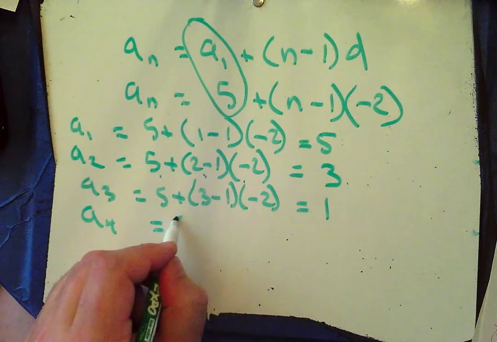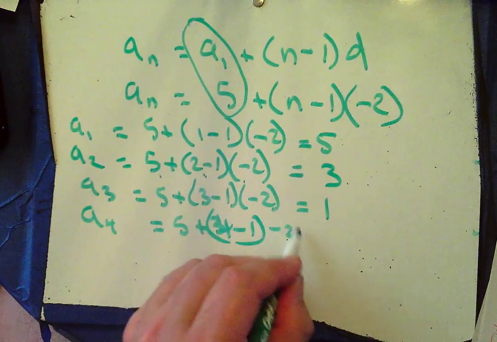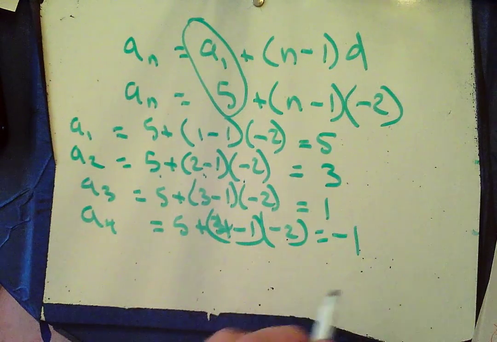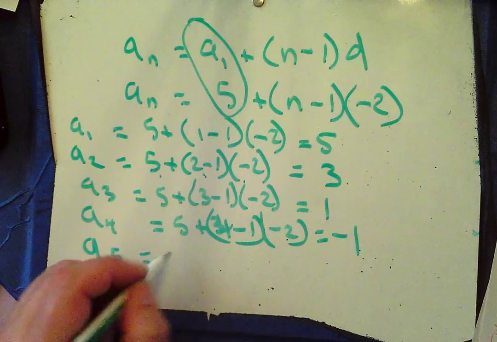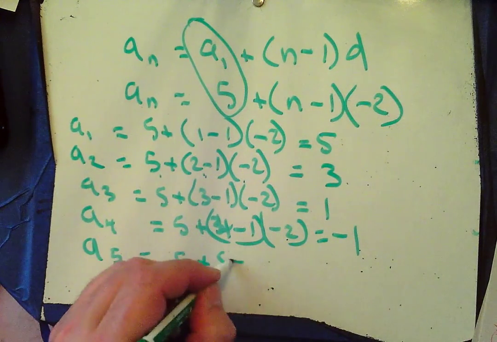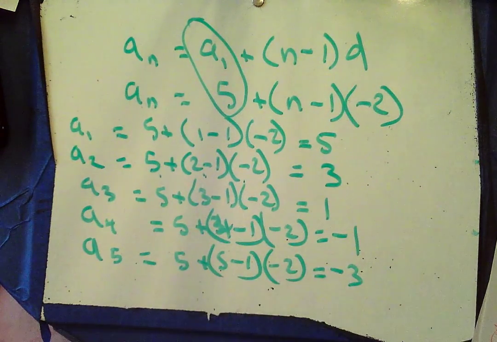A sub 4: 5 plus 4 minus 1 times negative 2. That's going to be negative 1, because we have negative 6 plus 5. And finally, a sub 5: 5 plus 5 minus 1 times negative 2, or negative 3.